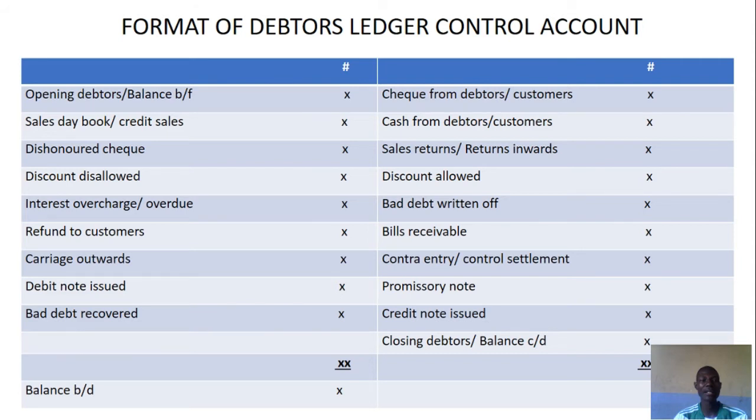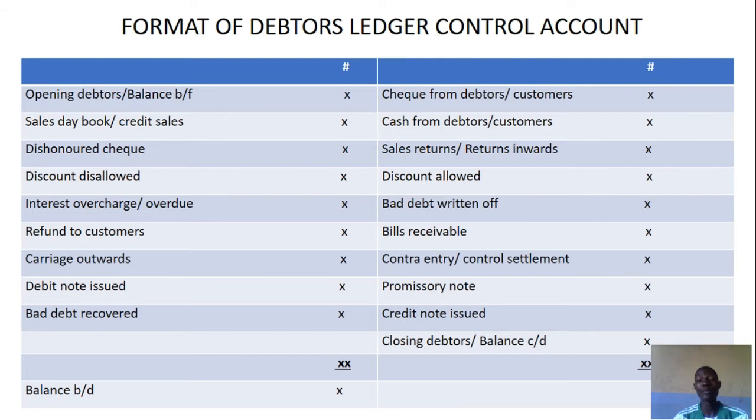At the credit side, we have the following items: check from debtors or customers, cash from debtors or customers, and if you also have any question, cash received can also suffice. Sales returns, discount allowed, bad debt written off, bills receivable, control settlement or contra entry, promissory note, credit note issued. Then we have the closing debtors or balance CD.